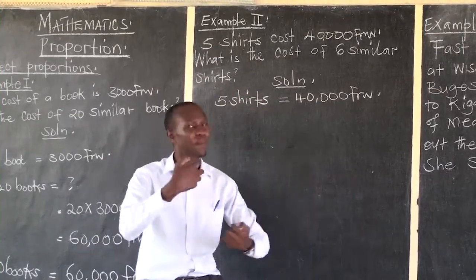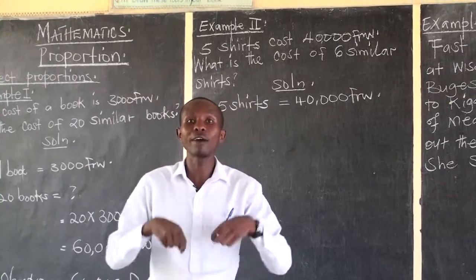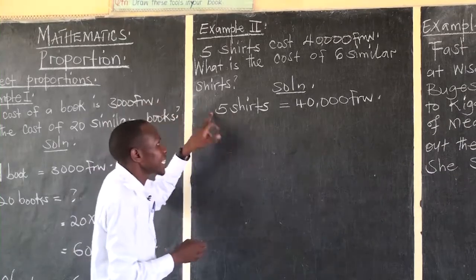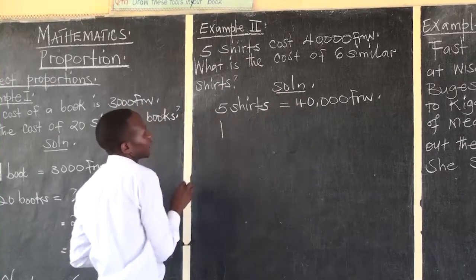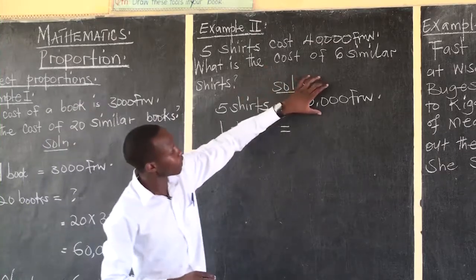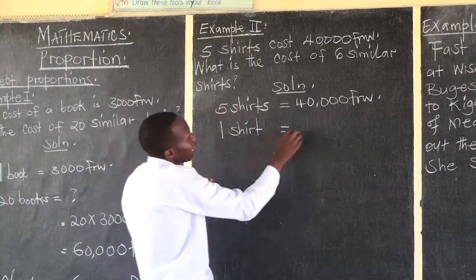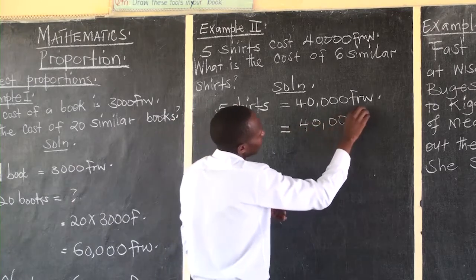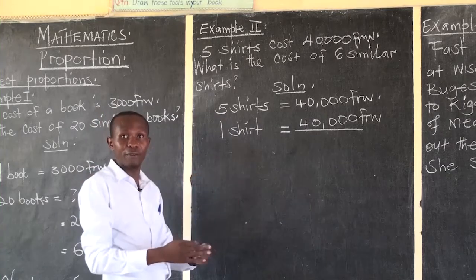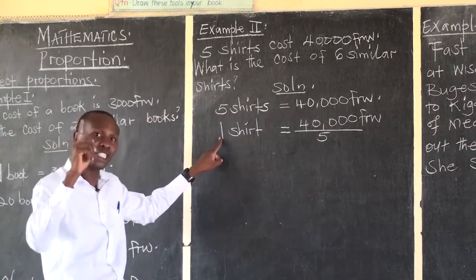Now, how are you going to find out the price of 6 shirts? In order to find the price of 6 shirts, the first thing we have to do is identify the amount that a person spends on one shirt. So we shall say, if 5 shirts is equal to 40,000, then what about 1 shirt? 1 shirt would be equal to, remember, this is money for 5, but we want 1. So we divide this money by this number of shirts. We shall have 40,000 francs divided by how many shirts? 5, because you bought 5. When there are 5, you pay 40,000. So we shall divide by 5. Why are we dividing by 5? Because we want to know the amount of 1 shirt.